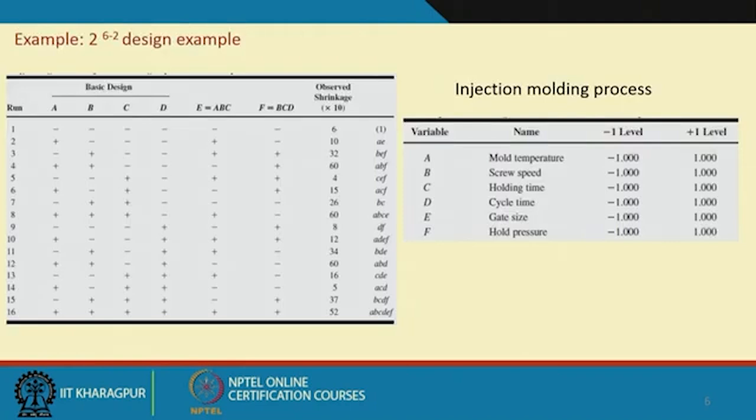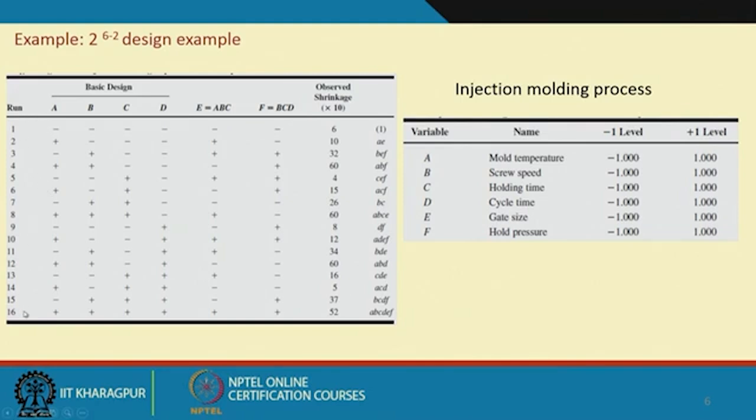So, now very quickly I'll explain. It's basically an injection molding process where parts are manufactured. There are 6 factors: mold temperature, screw speed, holding time, cycle time, gate size and pressure, and their coded values are like this. And we have taken A, B, C, D first in the basic design because it is the 2 to the power 4 full factorial case.